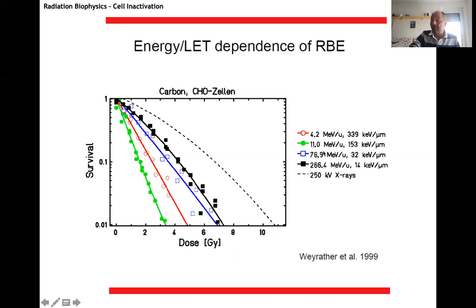In fact, the following, the green, 11 MeV per nucleon, lower energy, higher LET, is here. But when I go still down, 4.2 MeV per nucleon, 339 keV per micron, I don't go here, I go back. This is the so-called overkilling effect. We will see, this is very important. To understand this, we will spend some time to explain specifically this effect.